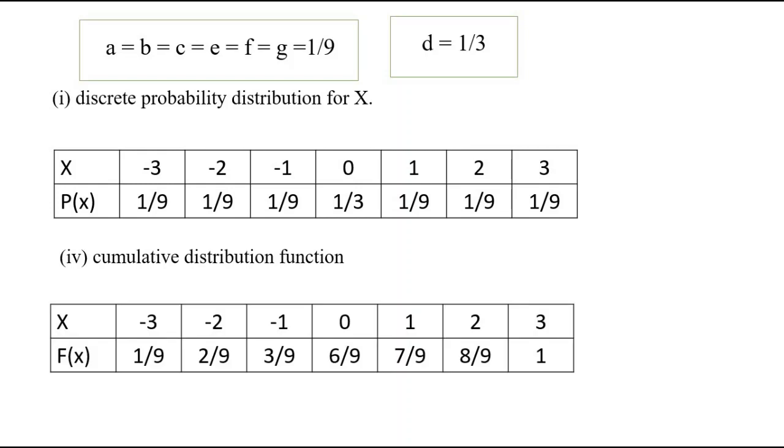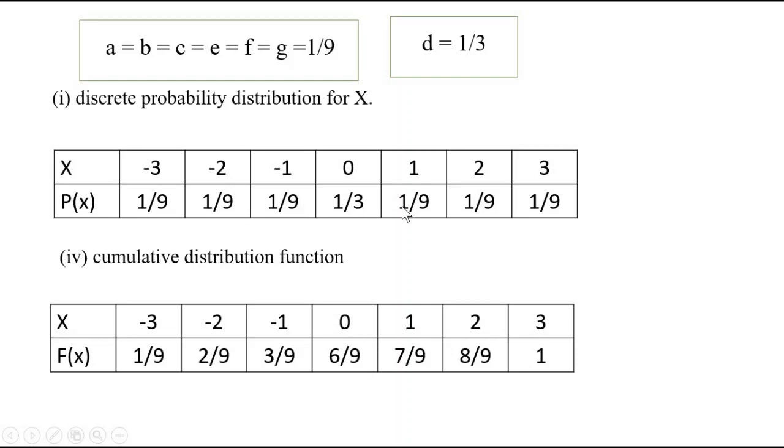You know how to find out the cumulative distribution function. That is, you have to go on summing up. The first value will be 1 by 9 itself. The second value will be 1 by 9 plus 1 by 9, which is 2 by 9. The third value, you have to add these 3, so it is 3 by 9. The next value, you have to add these 4, which is 6 by 9.